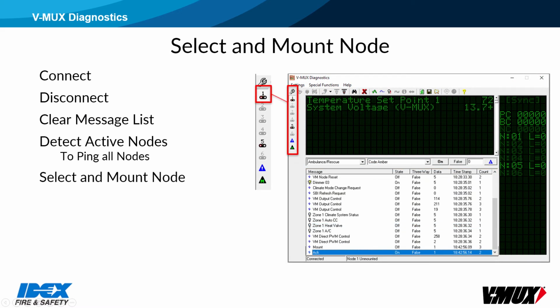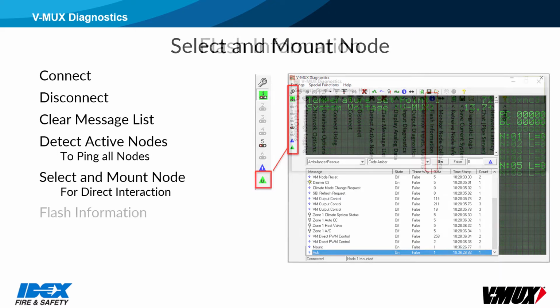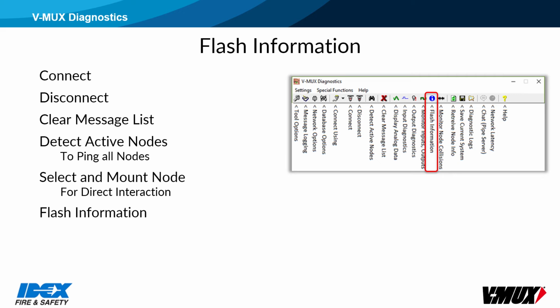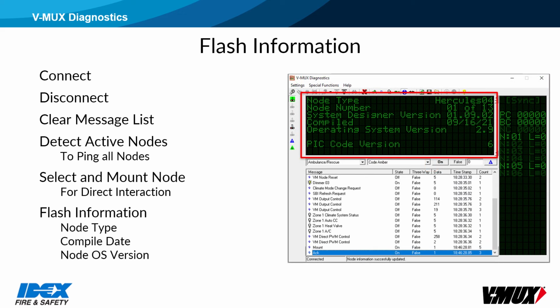To enable direct connection to a single node, click on a node icon to select it, and then click the Mount Node button. Once mounted, the node icon will turn green, and the Mount button becomes the Unmount button. Flash Information is used to examine the program details of a mounted node, including node type, compile date, and the node OS version.